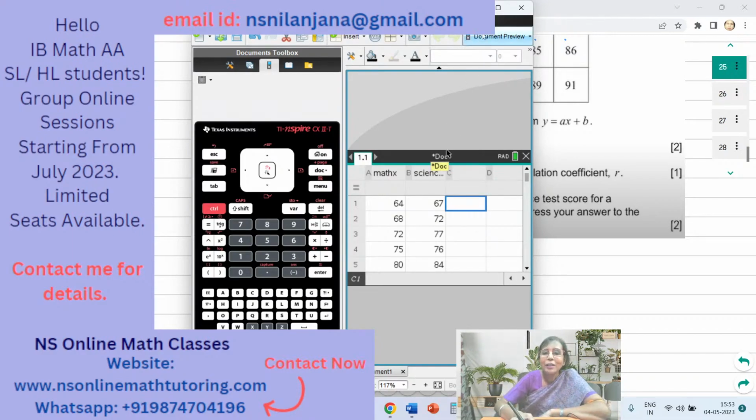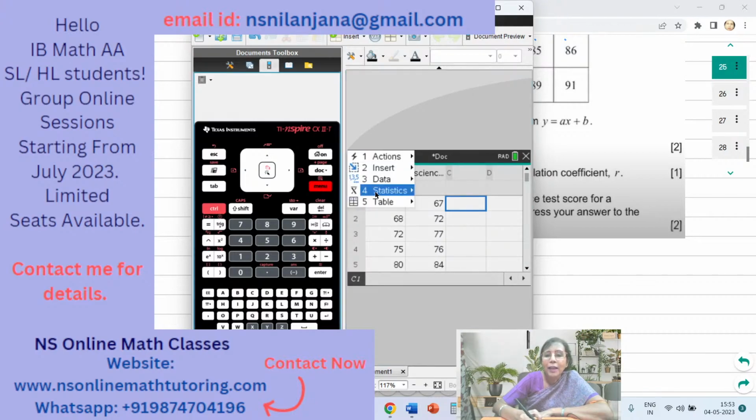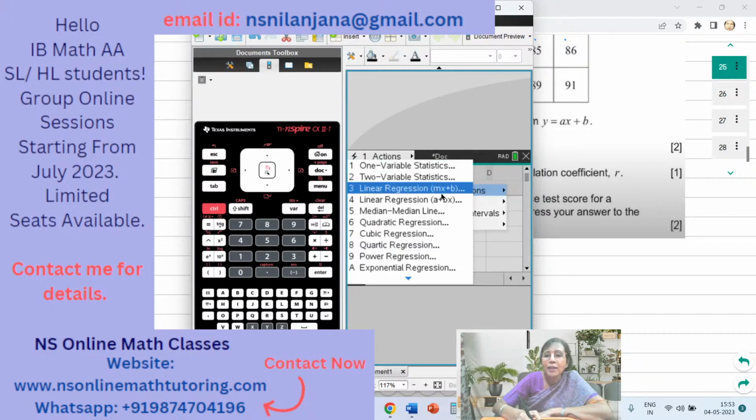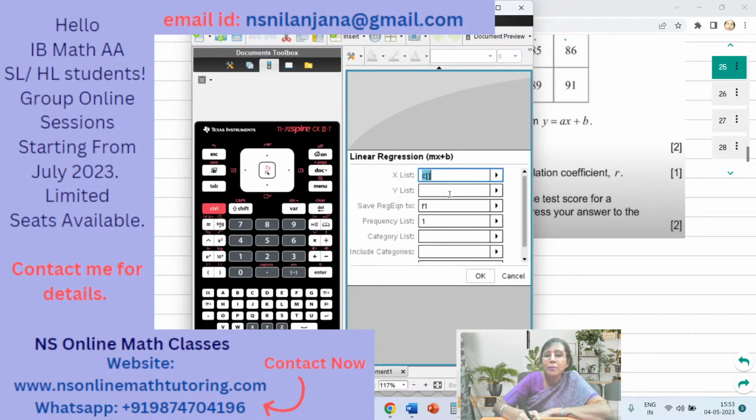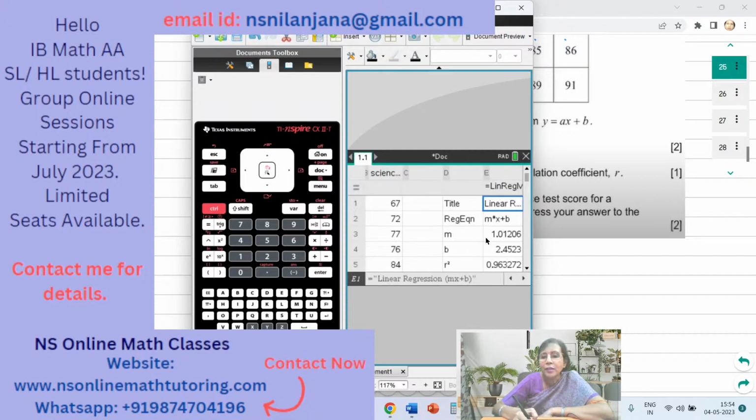The calculator is working in a weird way. So we have at least inserted the two sets of data. Now we will be getting the A and B values. Go to stat calculation, linear regression, mx plus b. This one is math x. See, they have taken the math and science, the previous names that I had given. Now it is math x and this is science y. And okay, we don't do any other thing.